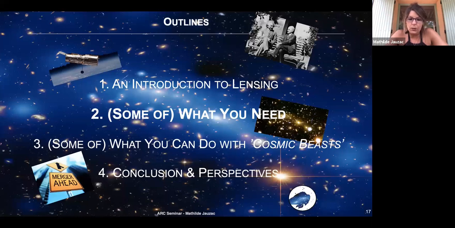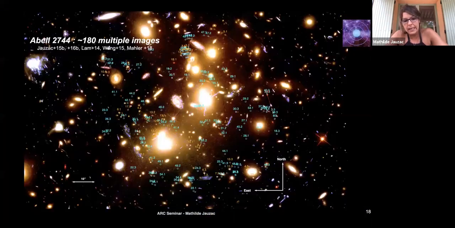So now let's move on to what we need for a lensing analysis. This is the core of a cluster called HUBBLE 2744. All the small circles that you can see on this image are actually lensed multiple images of sources that are behind the cluster. It's not obvious that all of these circles are highlighting a source, because some of them are extremely faint. And because they're extremely faint, like I said earlier, ground-based data are not allowing you to detect those.